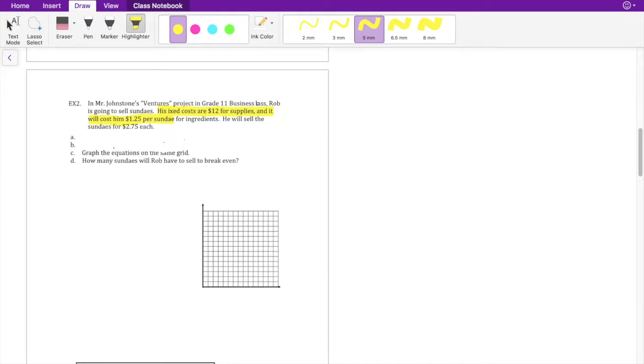I want you to write an equation for that information. So this is his cost. Instead of y, we're going to go with C: cost equals. And we can even go mx plus b if it helps you.